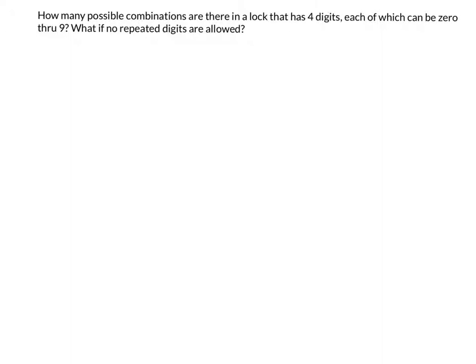So here's a classic combination lock question. How many possible combinations are there in a lock that has 4 digits, each of which can be 0 through 9? So it's a 4-digit number. The first or leftmost digit we'll call number 1, number 2, number 3, and number 4. Of course, order matters. It's a different combination if it's 1, 2, 3, 4 than if it's 4, 3, 1, 2 or something like that. So we can label them as distinct places to make some choices.